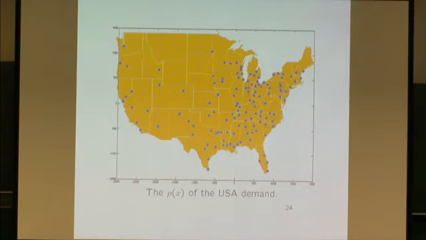And so you see more money on the East Coast, in California, very little in the middle. So this is the raw vex of the US. And then we launched our algorithm to see what happens.